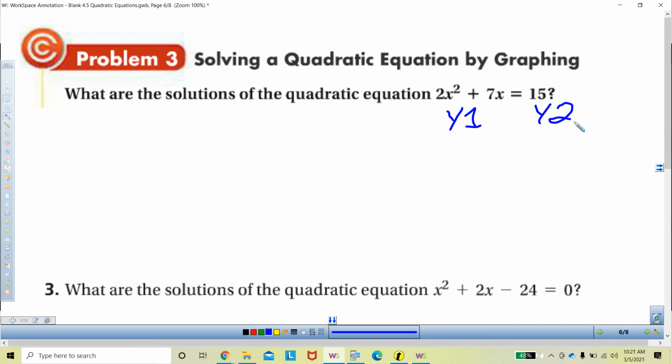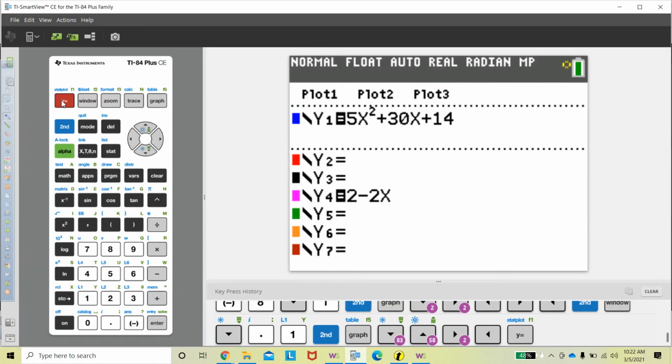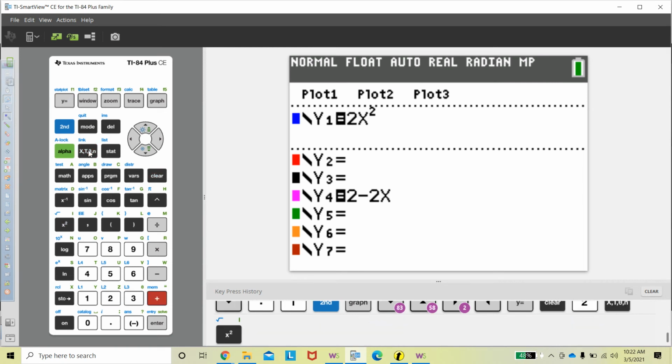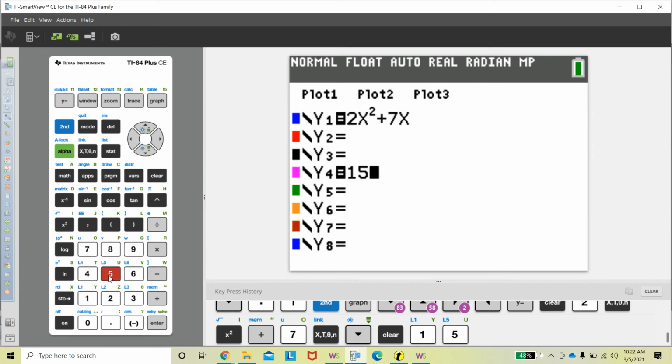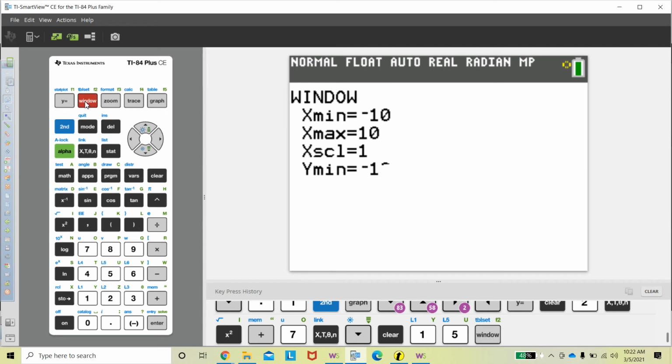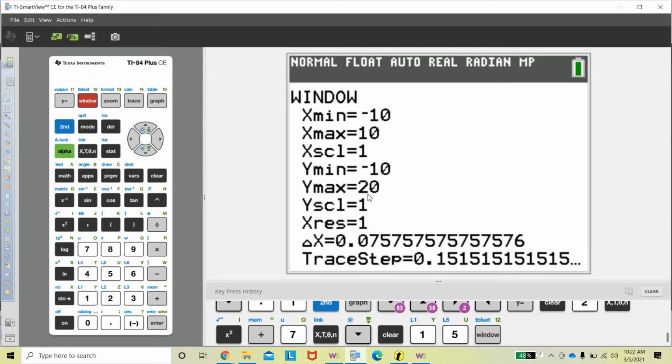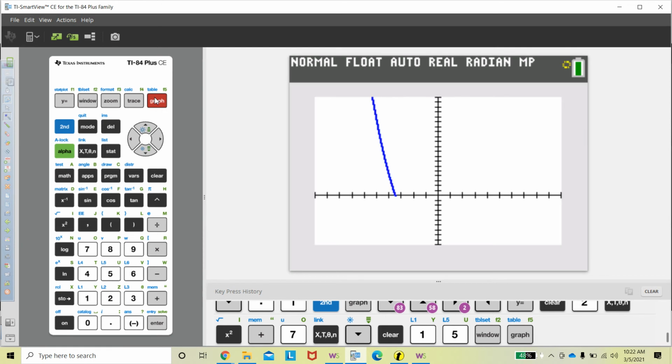So let's put it in. We're going to put in 2x squared plus 7x into y1. And then for me, it's forcing me into y4, so I'll put my 15 there. And then I know I have to adjust the window again, right? Because that's going to be a horizontal line that crosses at 15 on the y-axis. Well, I already got 20, so actually I'm good. So you can keep your same window. Shazam, right?